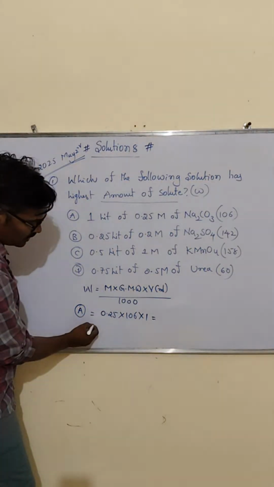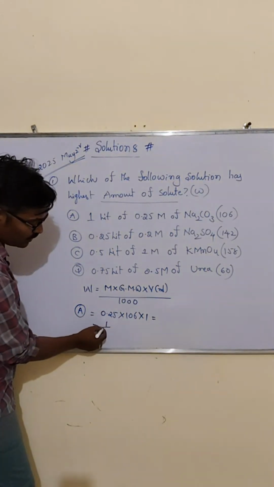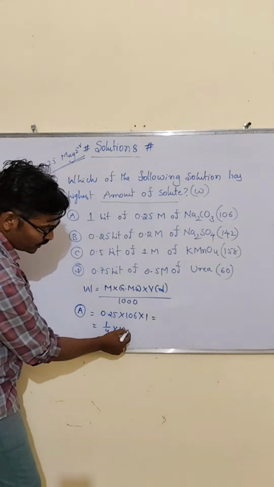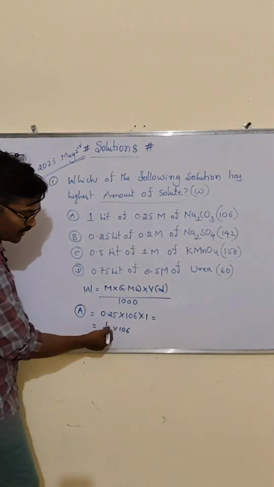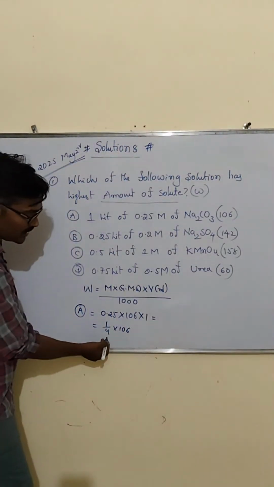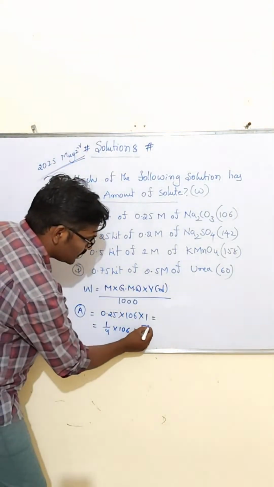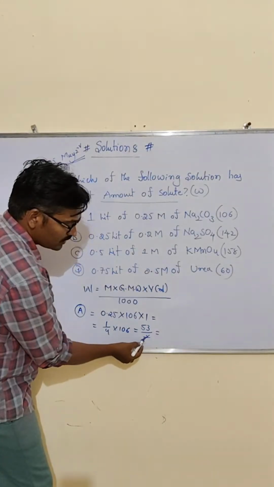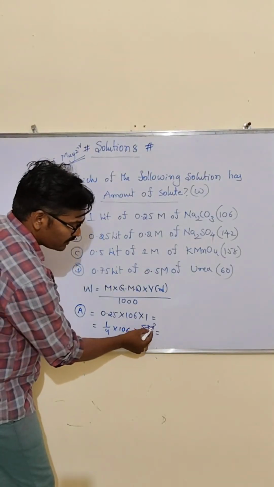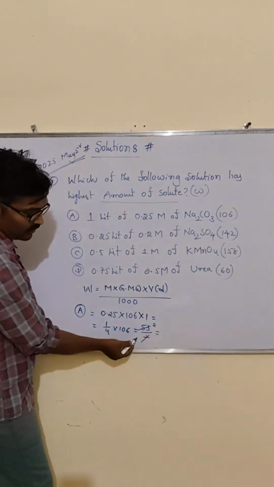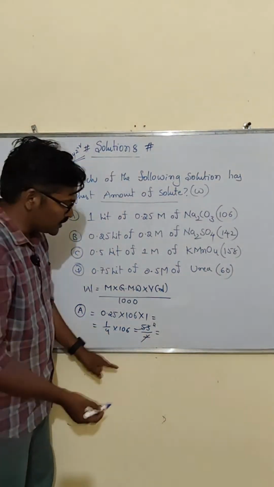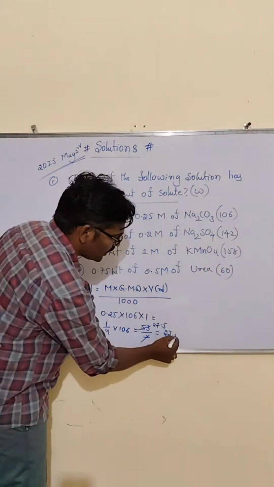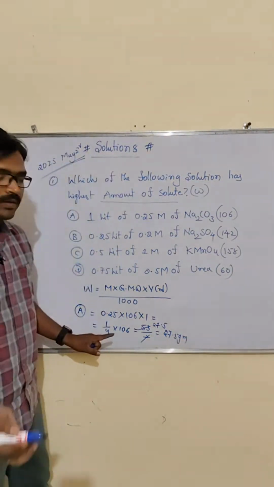So here 0.25 is nothing but 1 by 4. 1 by 4 into 106, so 106 divided by 4, then 53 divided by 2. Then multiply by 2, 2 2s are 4, then 13 will be there still, so 2 7s, then 27.5. So 27.5 grams are there in the first option, right?